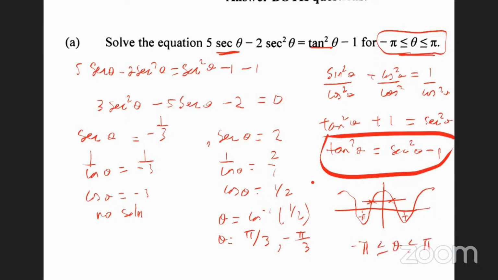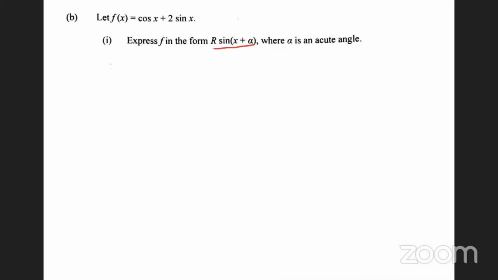All right, let's check out the next one. Okay, so the next one here, you have to put it in the form, and you'll recognize again, they told you what form, so it makes it easier.